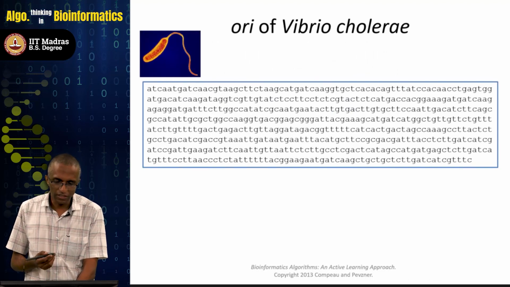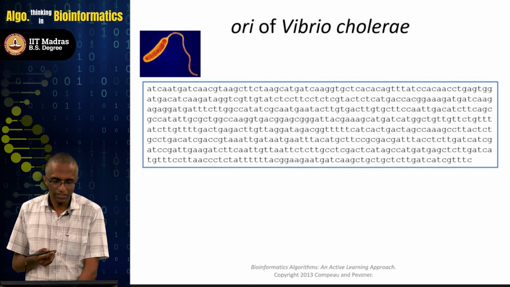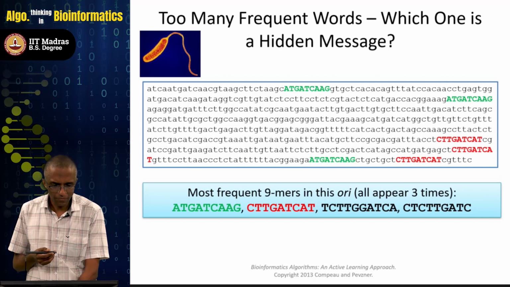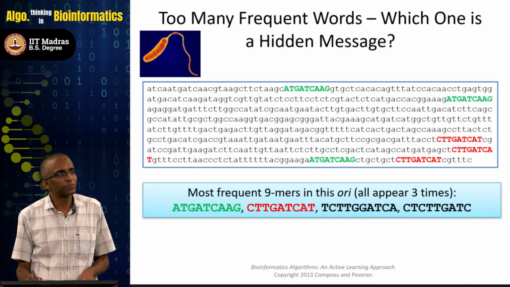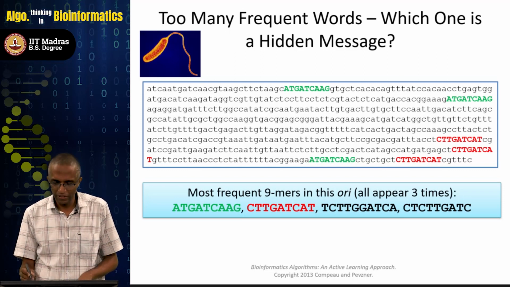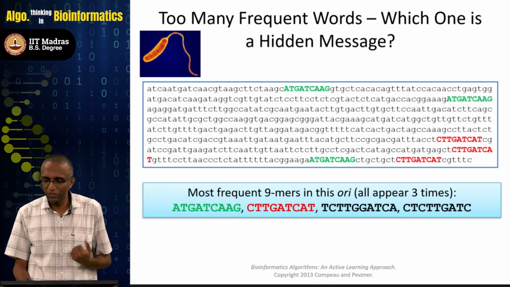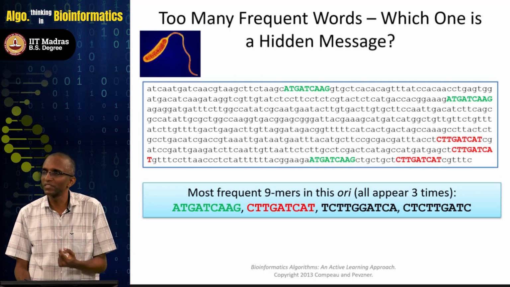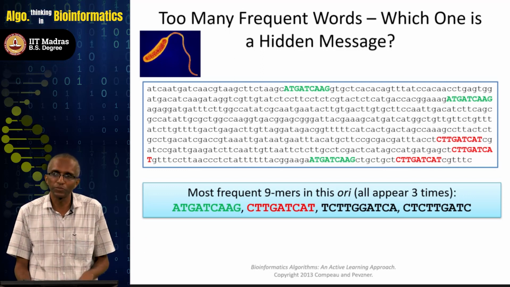Here is our algorithm applied on this ORI of Vibrio cholerae, this 500 nucleotide origin of replication, and we got 3 as the maximum frequency, and all of these 9-mers are appearing 3 times. So now we are left to wonder what is the real hidden message, or what is the real DNA box that this molecular machine DNA binds to.